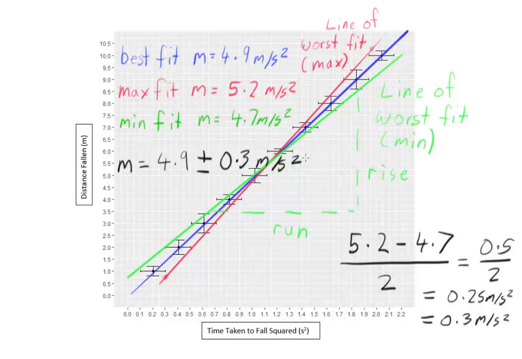So then if I wanted to calculate acceleration due to gravity, it should be double this number. So my acceleration due to gravity in this experiment will be 9.8 plus or minus 0.6, so I double the uncertainty here as well, meters per second squared. And that is how we find the uncertainty in the gradient of a line.